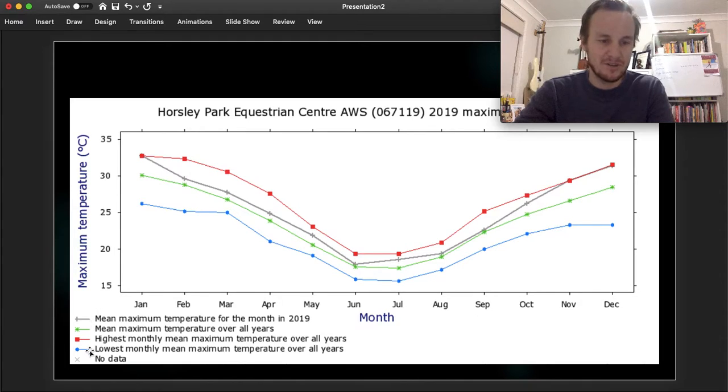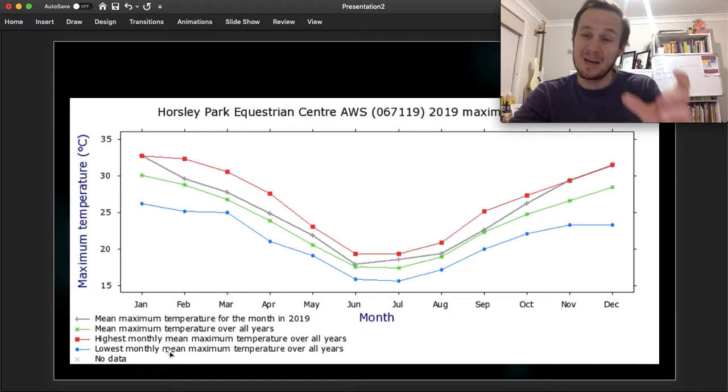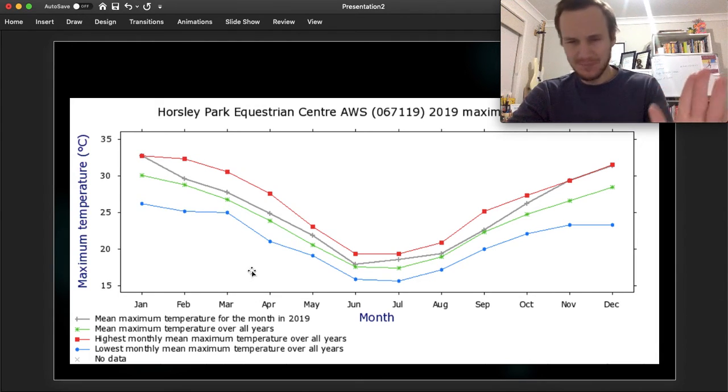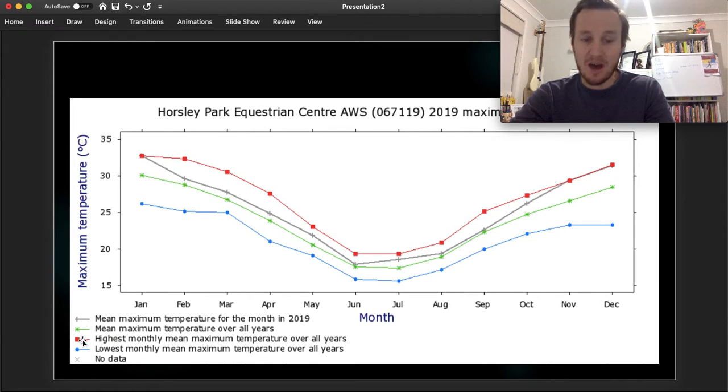So we've got here, there's a lot of things. So the blue one says the lowest monthly mean. Now we're going to go through that again soon. Mean means average, okay? So the lowest average temperature over all the years. I don't want to know the lowest, I want to know the average, okay? Then we have the highest monthly mean over all years. We don't really care about the highest or the lowest. We want to just know the average for those times.